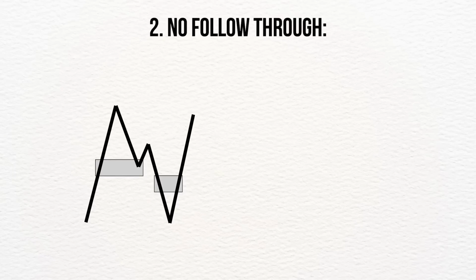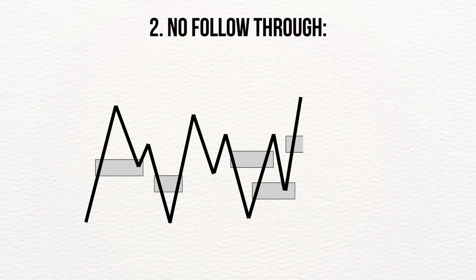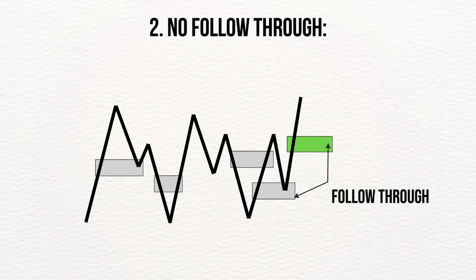So what do we do in this case? In a scenario like this, we wait for a fair value gap to successfully follow through, create a new fair value gap, and then play that newly created fair value gap. So let's dive into the charts and take a look at an example.